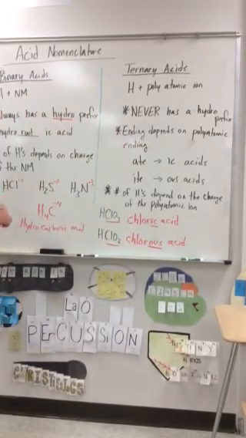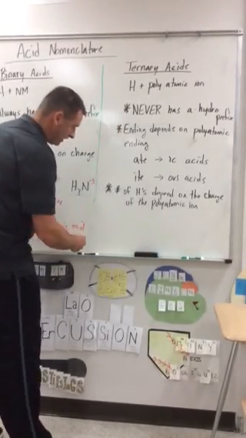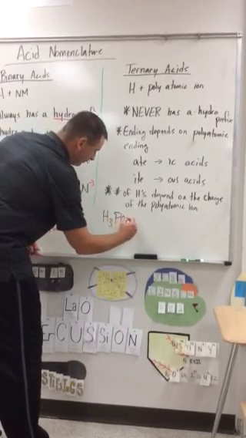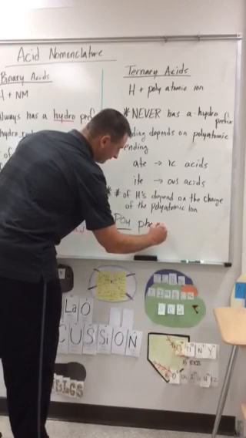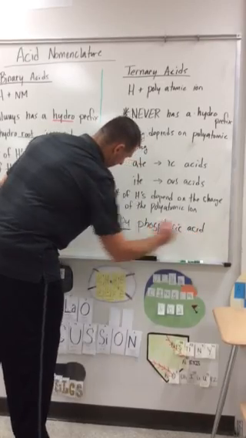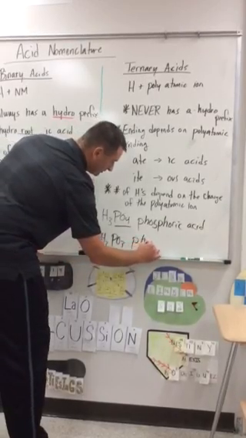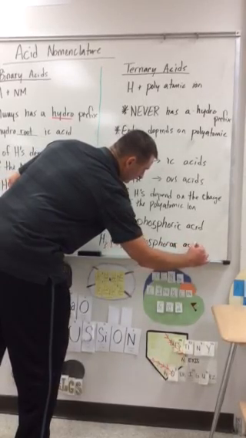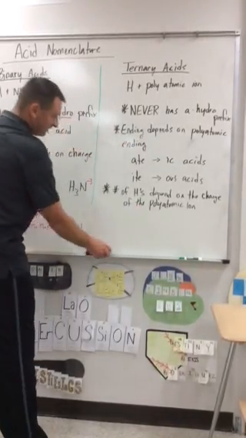All right, so like I said, you're going to be looking at the polyatomic ions, and that's where you're going to be getting the core of the whole name. So what if I have H3PO4? That comes from phosphate, so it's going to be phosphoric acid. And then if I have H3PO3, that comes from phosphite, which is going to be phosphorous acid, OUS. All right? So you just have to do the practice. And the more you practice, the better you're going to get.